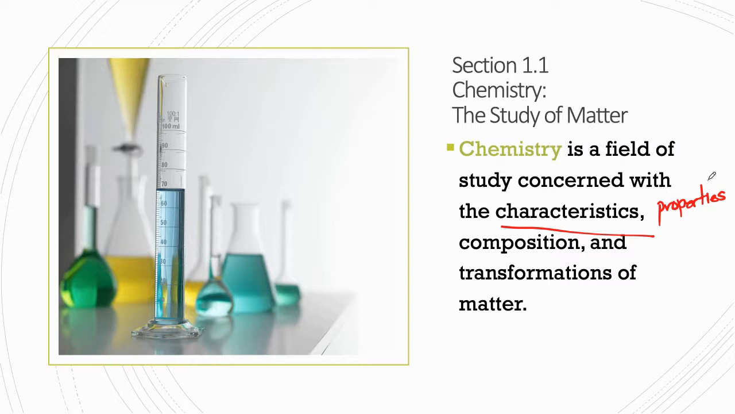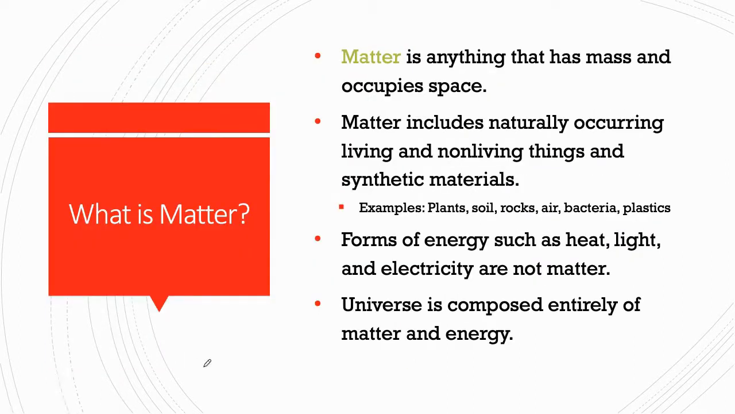The other big thing here is that we're talking about characteristics, compositions, and transformations of matter. And so I want to really look at this term matter because you need to understand what makes matter and what doesn't. So if we're going to talk about matter, what is it exactly? Well, here's your definition for matter. Matter is anything that has mass and takes up or occupies space. So it has to have 2 characteristics to be matter. It has to have mass and it has to take up space.